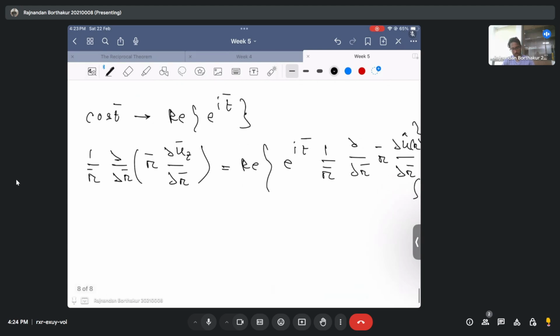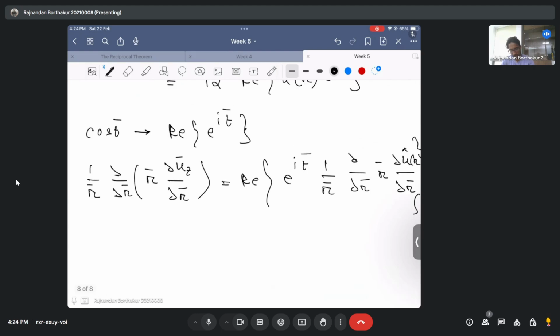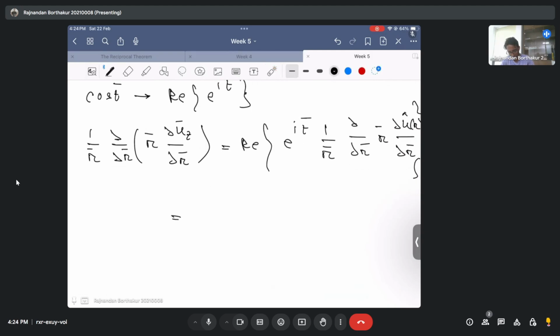But the good thing is, since u hat of r bar is just a function of r bar, I can now represent this partial derivative with an ordinary derivative, which is just the real part of e power i t bar and then 1 upon r bar d r bar of r bar times d u hat of r bar by d r bar.